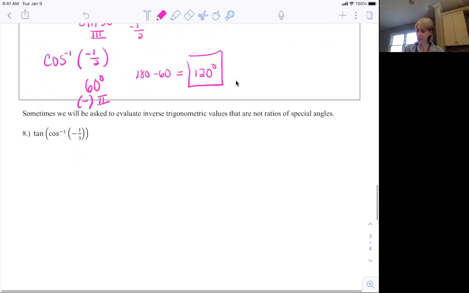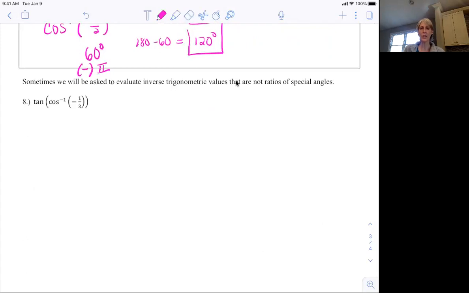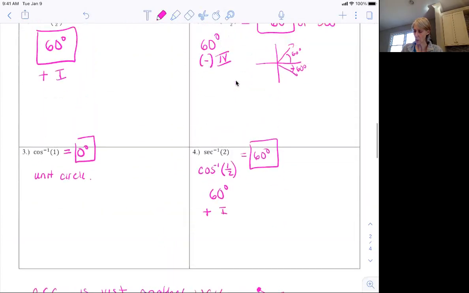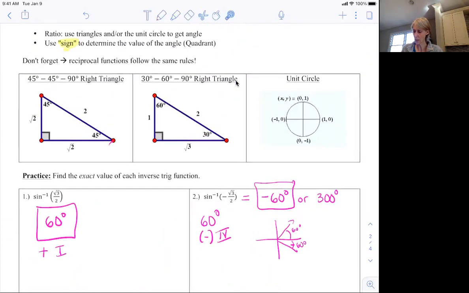Now let's talk about a different situation. Sometimes we're going to be asked to evaluate or find inverse trig values that are not ratios of special angles. For instance, the tangent of the angle whose cosine is negative 1/3. When I deal with my triangles, tangent is opposite over adjacent, and I don't get 1/3. That is not 1/3, that's 1 over radical 3. Nothing on the unit circle gives me a 1/3.